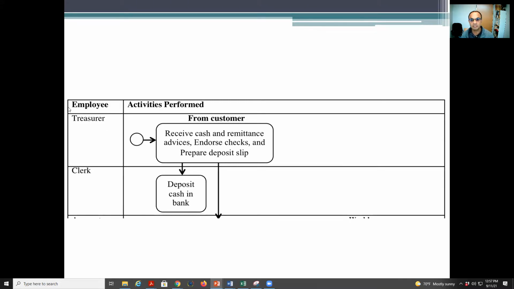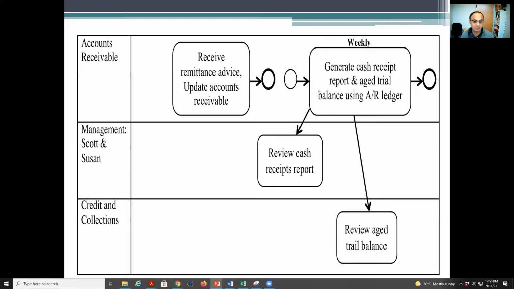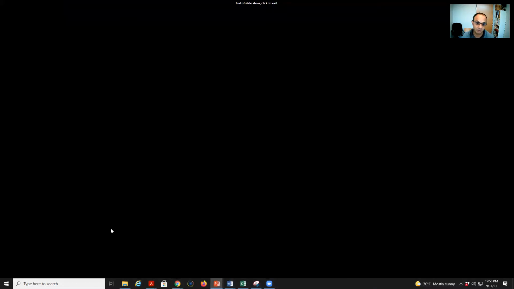Once the treasurer ends his work, then the clerk starts depositing the cash in the bank, and then the accounts receivable updates the accounts receivable account. And here we can see the end, but also the accounts receivable start a new process every week, which is generating the cash receipt report and aged trial balance, which goes to the accounts receivable here. Scott and Susan, the management, they review the cash report, review the aged trial balance, and this would be the end of the process.